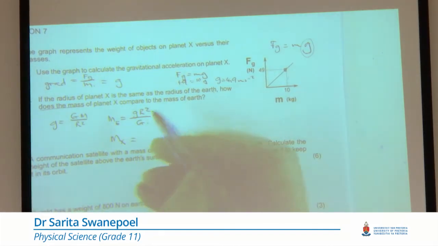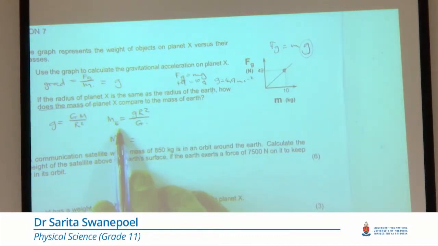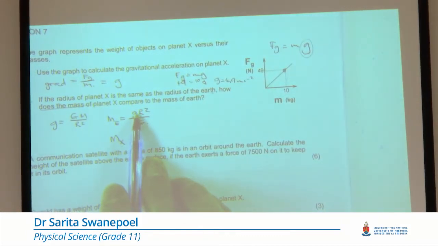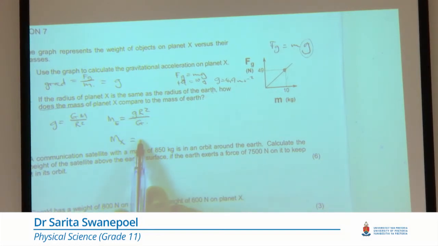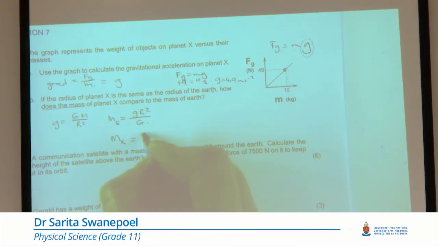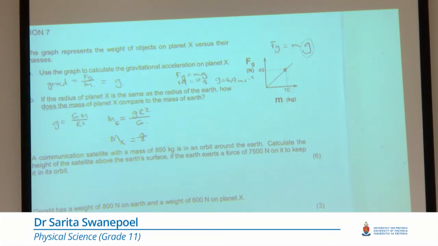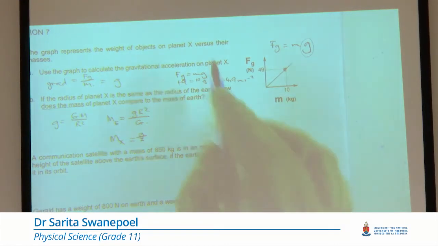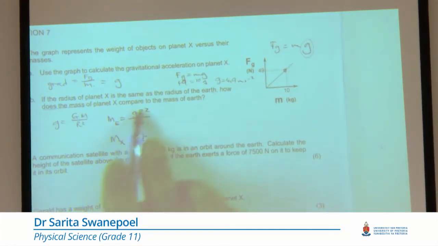Now, if this was the Earth, what would I have put into g's position? 9.8, right? What am I now going to put in? 4.9. How does that compare? That's half, eh? So the new g is half the old g. It's g divided by 2, because now we have 4.9. Over there it used to be 9.8.